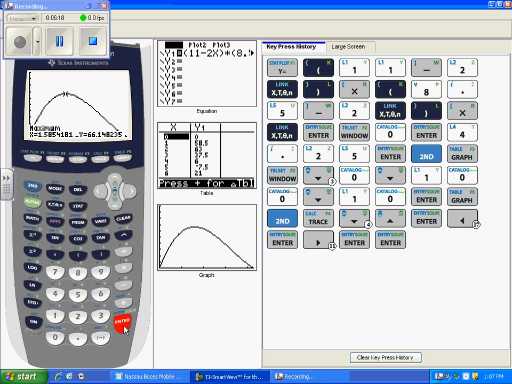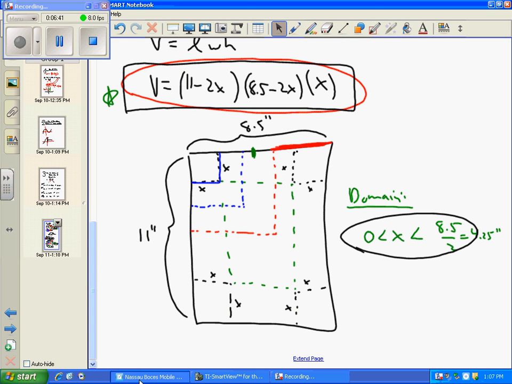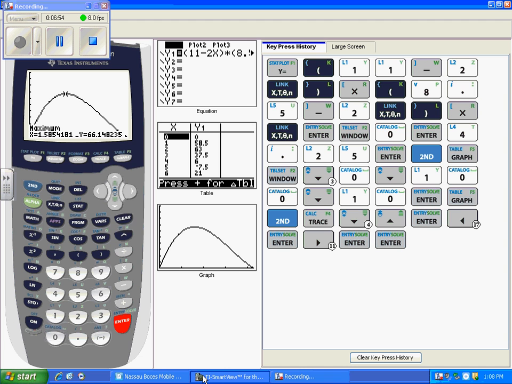So it looks like I have a maximum value of y equals 66.148 cubic inches. And it happens when I use a cut of x equals 1.585 inches. So that's how we maximize a quantity by first starting with a contextual situation, modeling it with an equation like we did up here, picking out an appropriate domain like we did over here, and then using our calculator to get an answer.